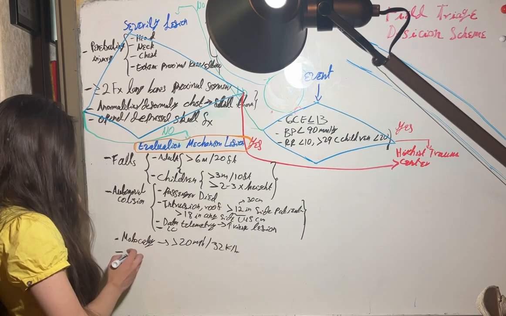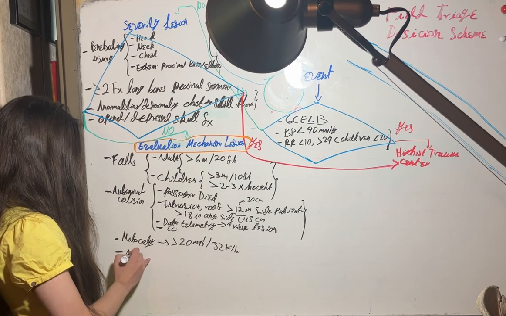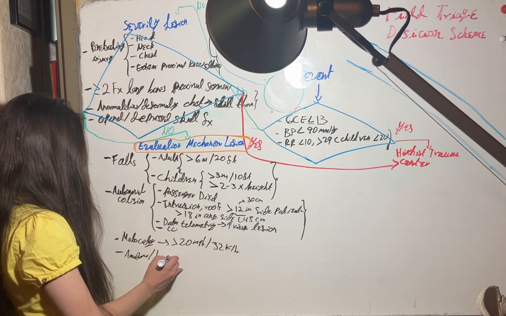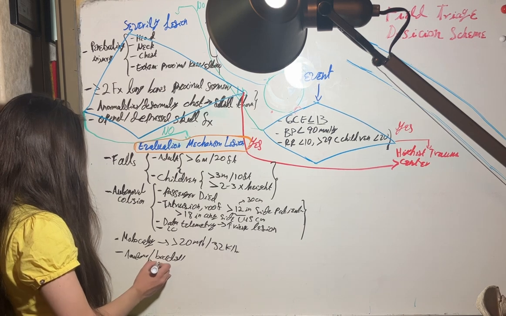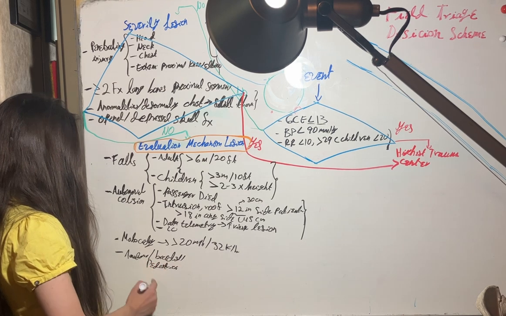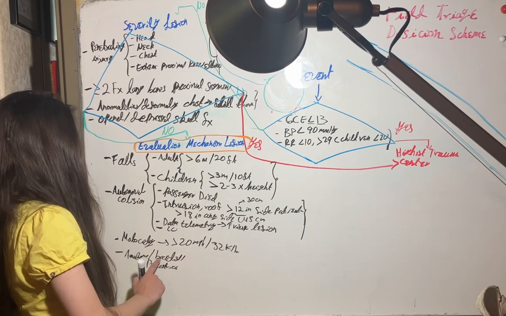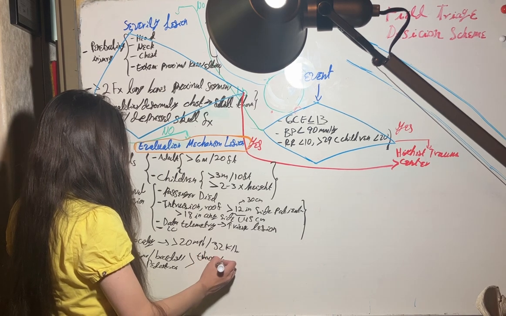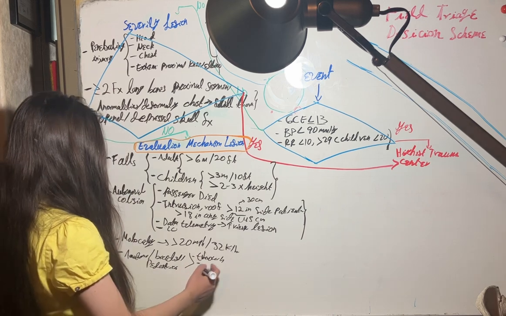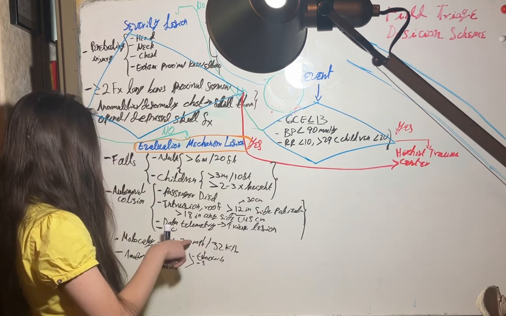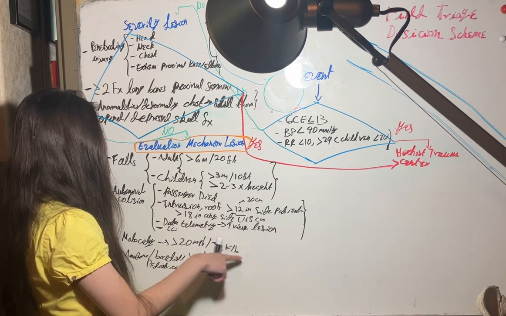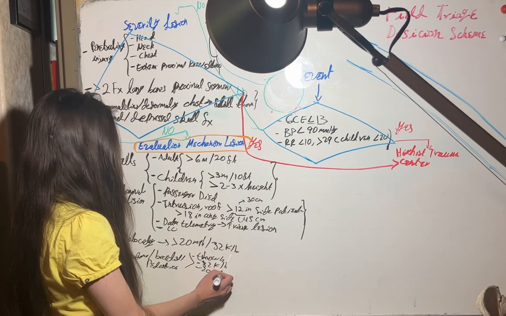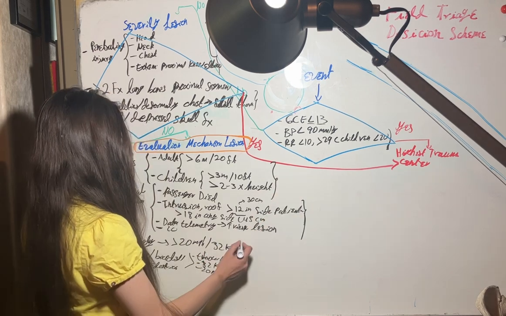Also, if we have a collision between an automobile and a bicyclist or pedestrian, if the pedestrian or the bicyclist gets thrown, or they crash at a velocity more than 20 miles per hour or 32 kilometers per hour, then they should be transferred to a trauma center.